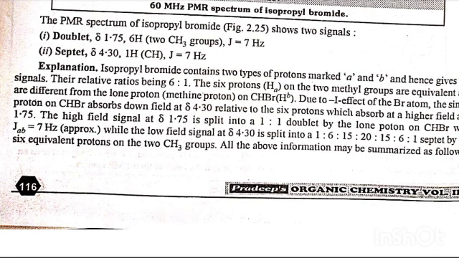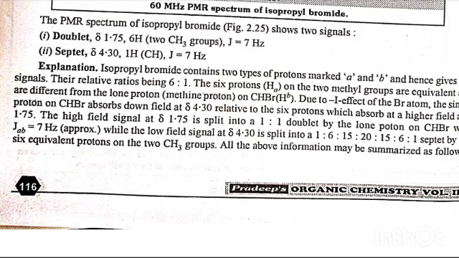Explanation: isopropyl bromide contains two types of protons marked A and B, and hence gives two signals. Their relative ratio is 6:1. The 6 protons HA on the two methyl groups are equivalent and are different from the lone proton on CHBr due to the minus I effect of the bromine atom. The single proton on the CHBr absorbs downfield at delta 4.30 relative to the 6 protons, which absorb at a higher field at delta 1.75.